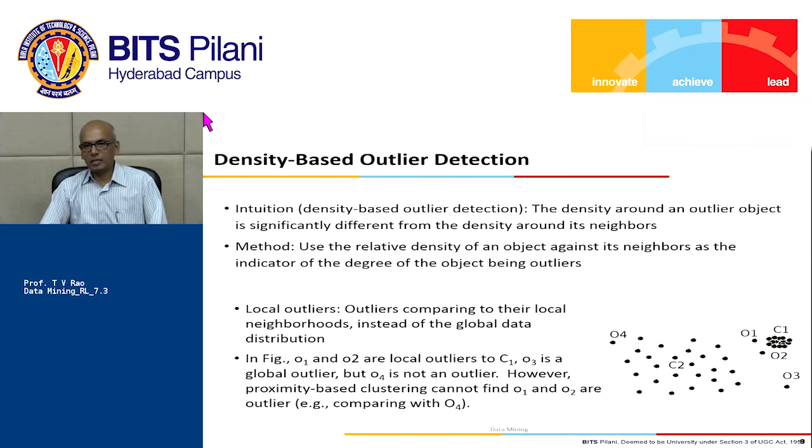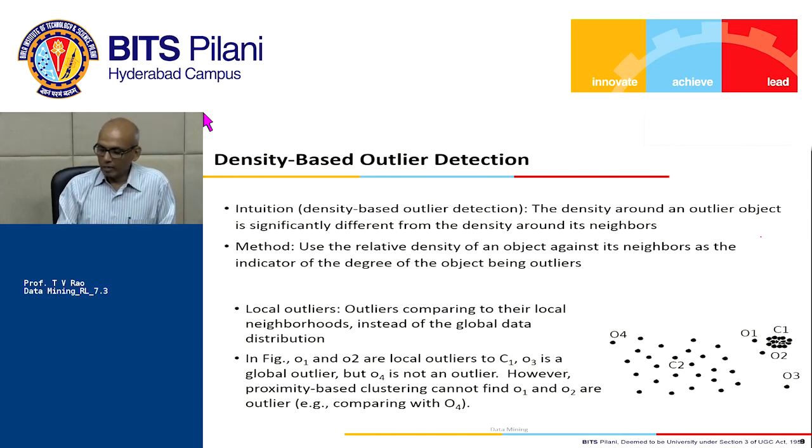So now let's look at the density-based outlier detection techniques. These techniques can give you some advantage with respect to the distance outliers. Here the point is that the density around an outlier object is going to be significantly lower than the density of the normal points. So we need to check the relative density of the object against its neighbors and see whether it is an outlier. Here we use the concept of a local outlier.